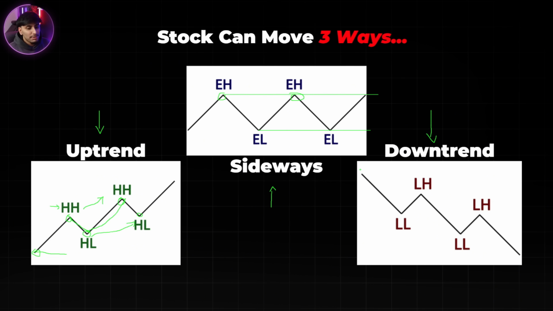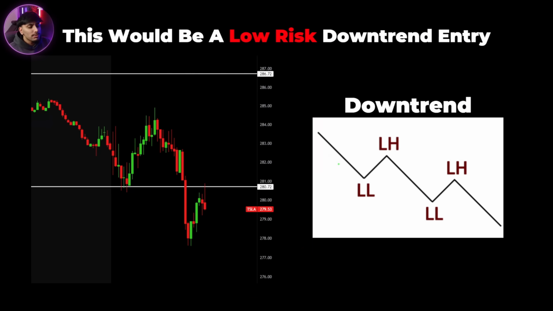And finally, for the downside, we can see we open up here, we create a low right here, and then when we pull back, we have to create a lower high from where we originally opened. And once again, just like the uptrend, we need to create a lower high and lower low, continuing the trend to the downside. Now, once we understand this, we can clearly look at this stock right here and understand that we are in a downtrend.